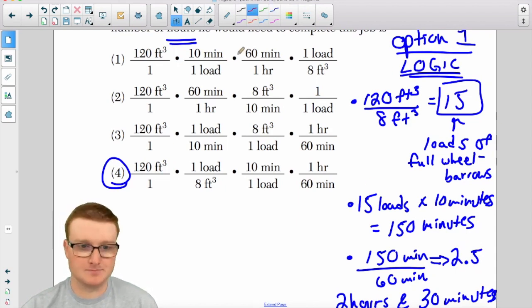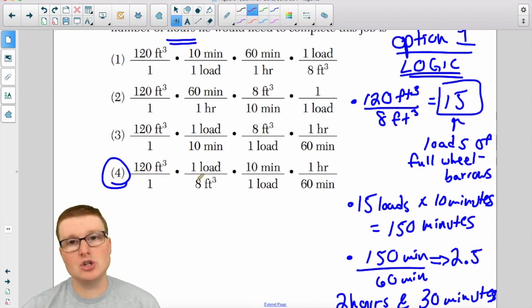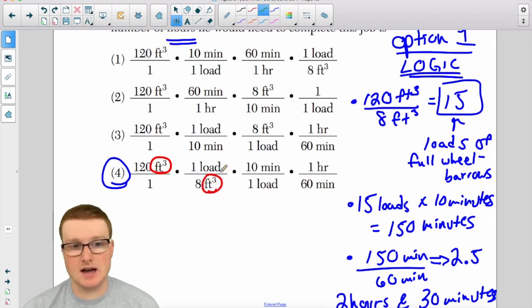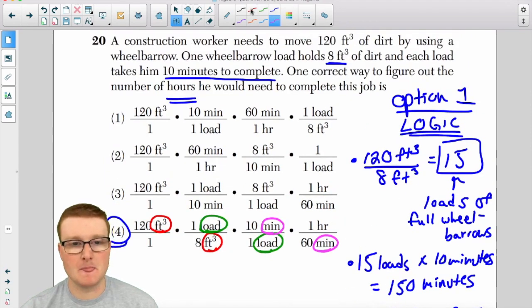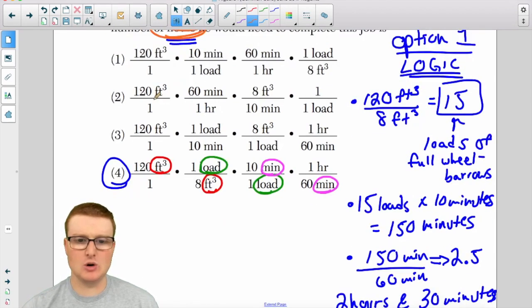There's a simpler way. You're going to look for conversion factors. You're going to look on the diagonal parts. Notice here, folks, that feet and feet are the same in the numerator and the denominator. Load and load are the same. Minute and minute are the same. Well, what's the question asking you to do? Number of hours. Notice what's by itself, folks. Hours.